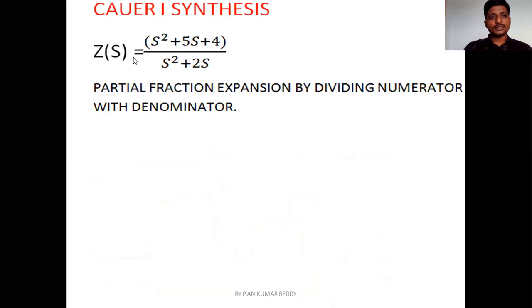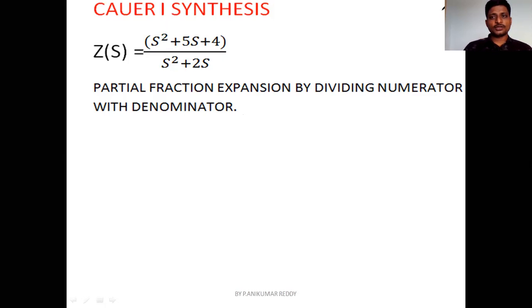For Cauer 1, what you have to do is a continued fraction expansion. In order to do that, you have to arrange the numerator and denominator from the highest power to the lowest power. Here you can see first S square, next S power 1, next S power 0. The denominator also has S square, S power 1. So you cannot change the order. The order must be from highest power to lowest power in both numerator and denominator.